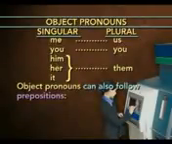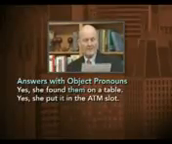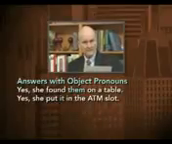Object pronouns can also follow prepositions. So, in this example, Yukiko found the ATM. She put her bank card into it. It refers back to the ATM. Okay? Now, look at the answers in this graphic. They all use object pronouns, and they refer to Yukiko's trip to the bank. Yes, she found them on a table. You can remember what. And yes, she put it in the ATM slot. You remember. No, he didn't go with her.